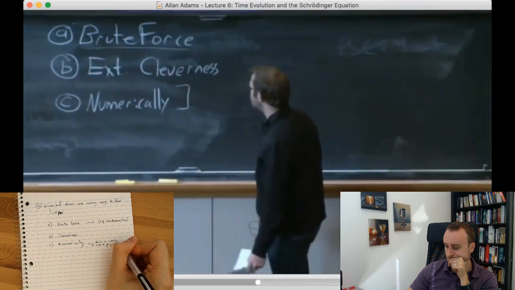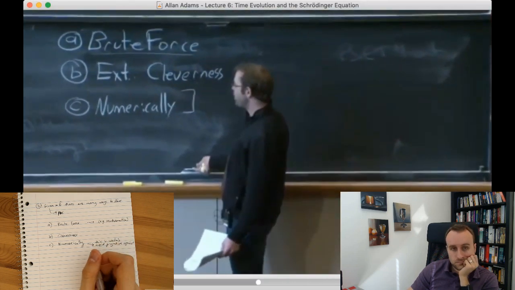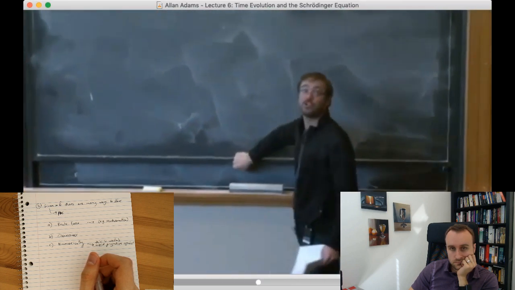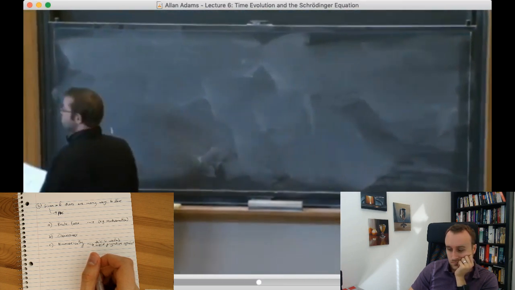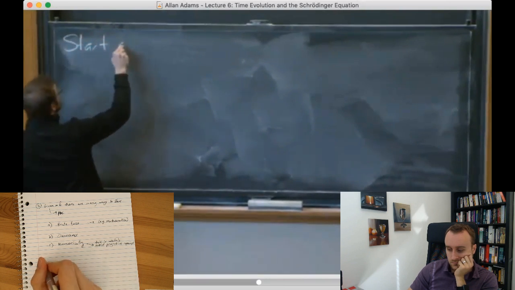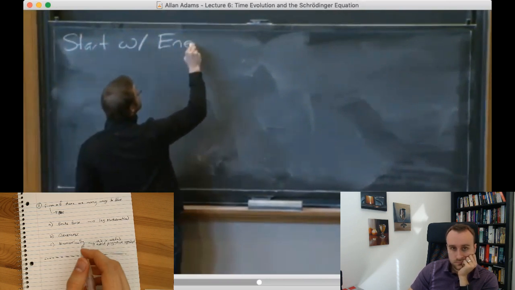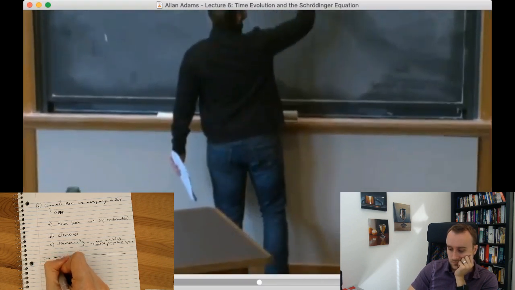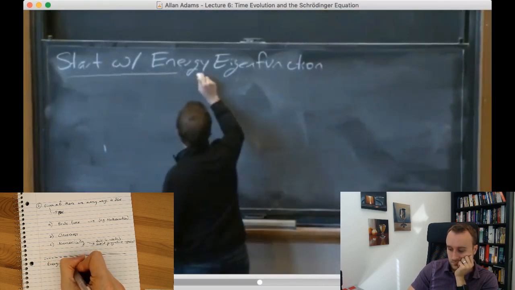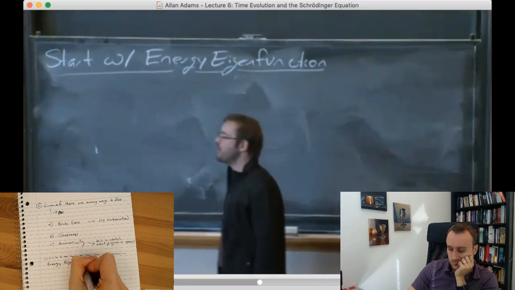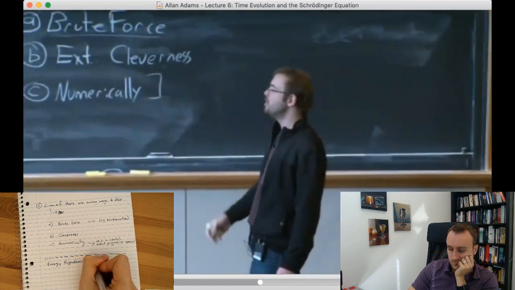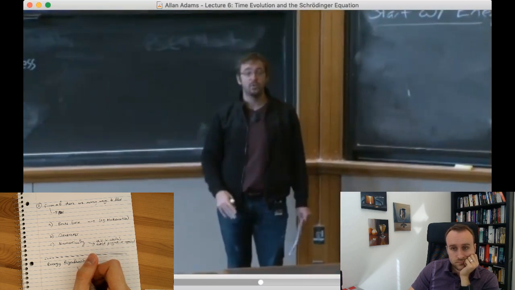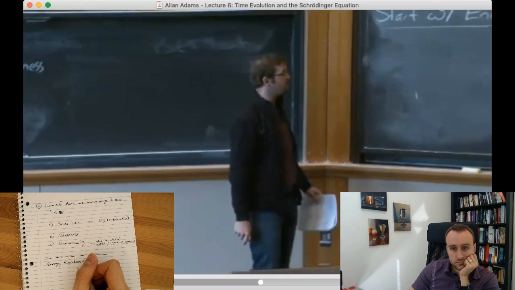So today I want to start our analysis by looking at a couple of examples of solving the Schrödinger equation. And I want to start by looking at energy eigenfunctions. And then, once we understand how a single energy eigenfunction evolves in time, once we understand that solution of the Schrödinger equation, we're going to use the linearity of the Schrödinger equation to write down a general solution of the Schrödinger equation.